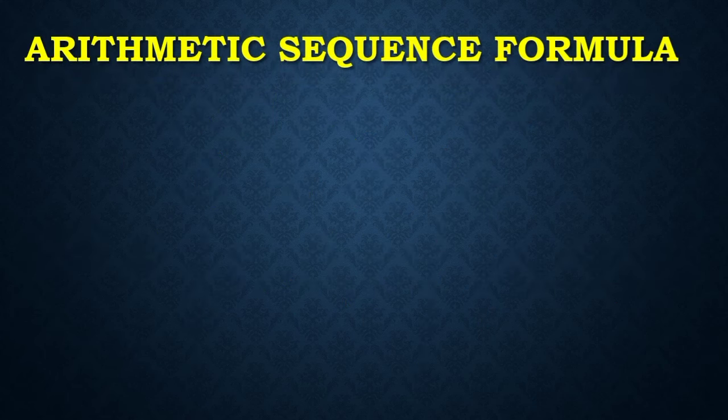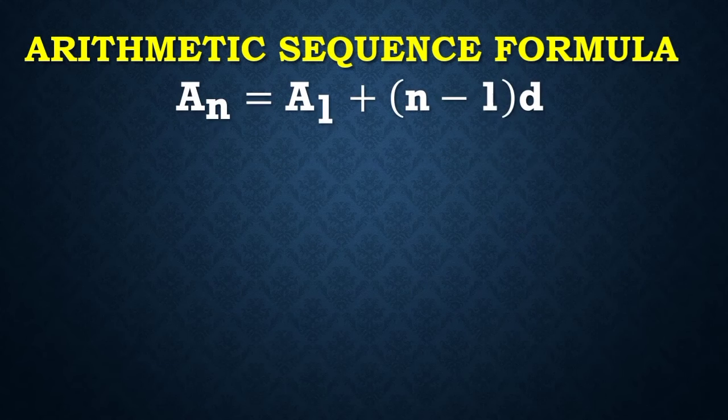So let's have the arithmetic sequence formula. The arithmetic sequence formula is given by a sub n is equal to a sub 1 plus the quantity of n minus 1 times d. So let's identify kung ano nga ba yung ibig sabihin ng mga variables na nakikita nyo dito sa formula ng arithmetic sequence.